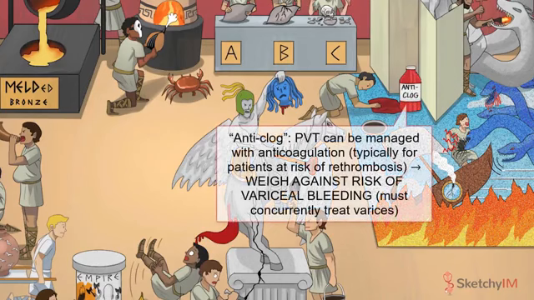Start with low molecular weight heparin to achieve rapid anticoagulation, and then bridge to an oral agent when the patient's condition has stabilized. Because these patients are at risk of variceal bleeding, the decision to anticoagulate must be made on a case-by-case basis. Anticoagulation is typically reserved for patients at risk of rethrombosis. Varices must be properly managed and treated, either with beta blockers or endoscopic procedure, before anticoagulation is started.